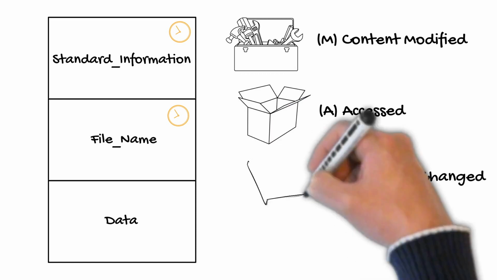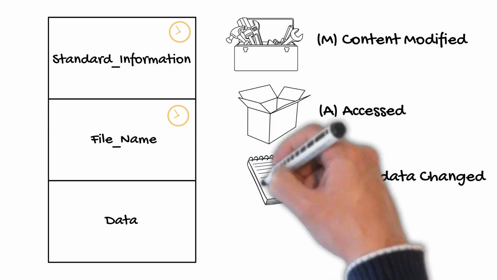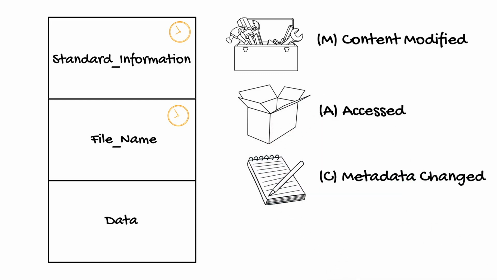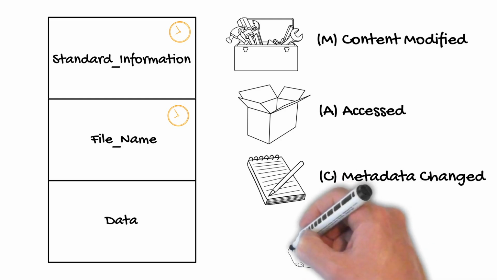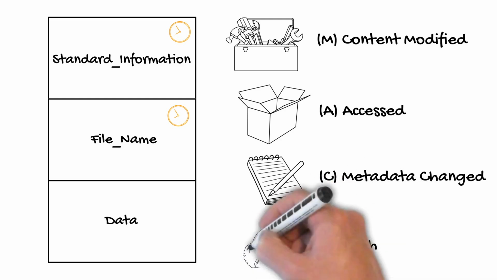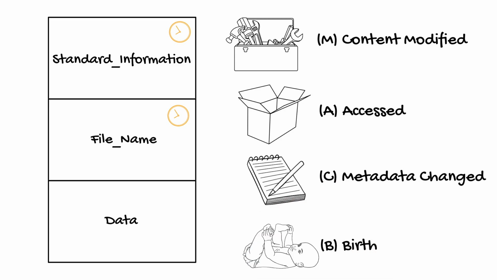C stands for changed and indicates a change of the metadata, so attributes within the MFT entry for the file changed. Oftentimes C changes together with M, as changing the contents of a file might have impact on a data attribute, which resides in the MFT entry. Finally, B stands for birth, which indicates the creation time of a file. This is for standard information. In the file name attribute, B gets replaced with R, which means read time.